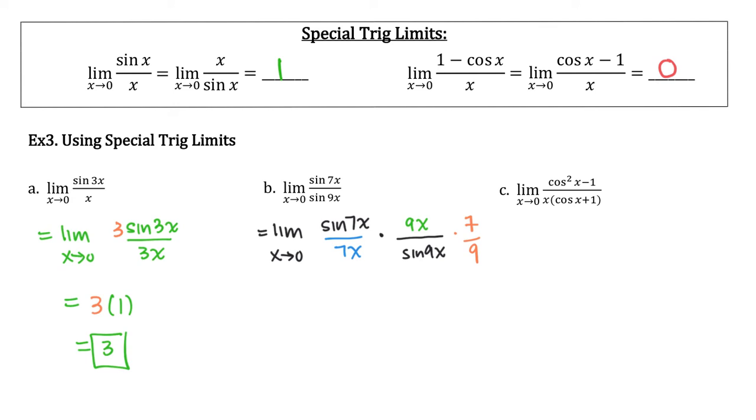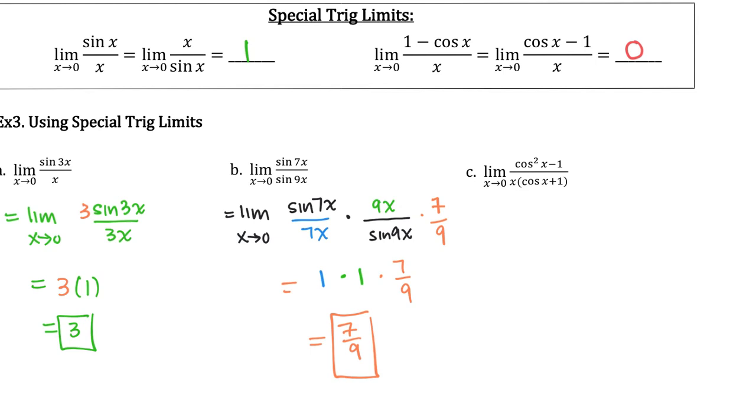But this is going to be easier for me to evaluate, because the limit as x approaches 0 of sine of 7x over 7x is 1, and the limit of sine of 9x over 9x is also 1, so it's 1 times 1 times 7/9, which means that the limit of the original expression is actually going to be 7/9.